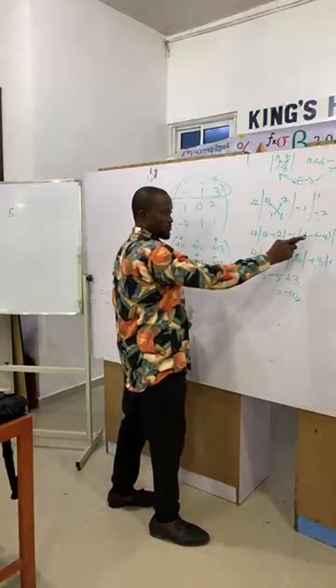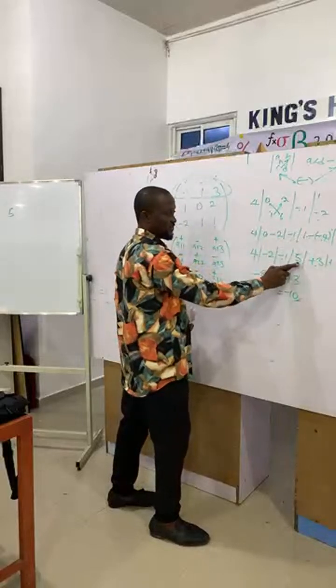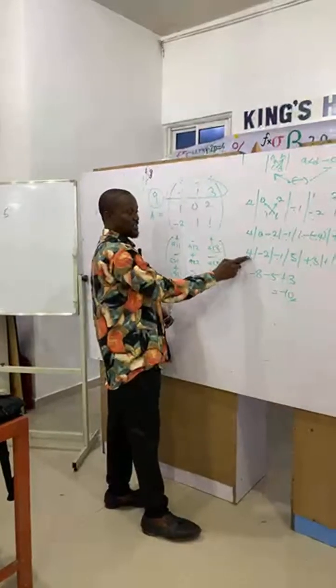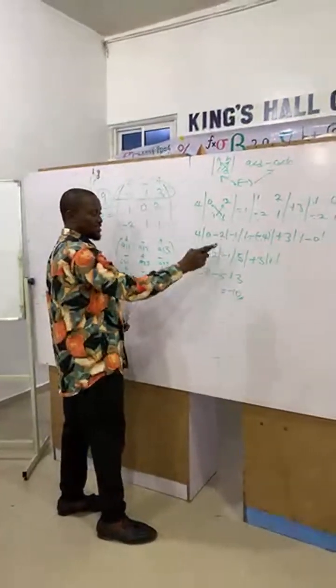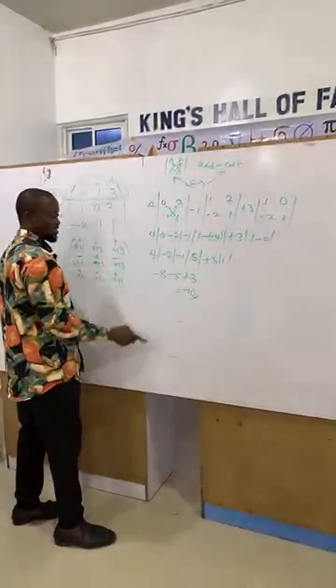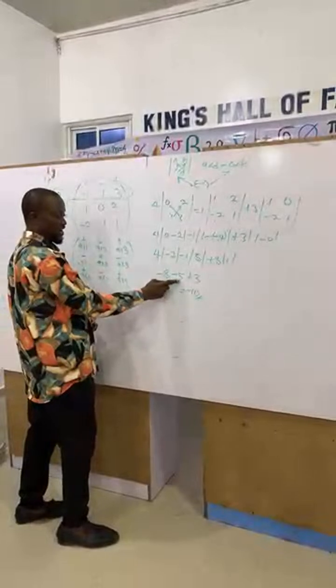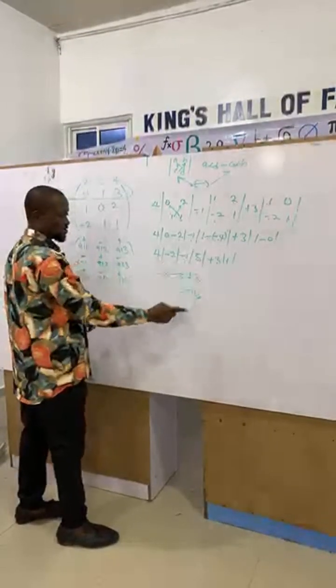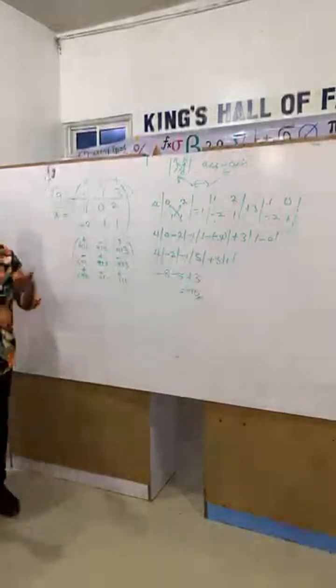Minus 1. Minus 1 is plus 1, plus 1 is 5. This is 1 minus 0 is 1. 3 times 1 is 3. So 4 times minus 2 is minus 8. Minus 1 times 5 is minus 5. 3 times 1 is 3. Minus 8 minus 5 is minus 18. Minus 18 plus 3 is minus 8. This is how we find determinants.